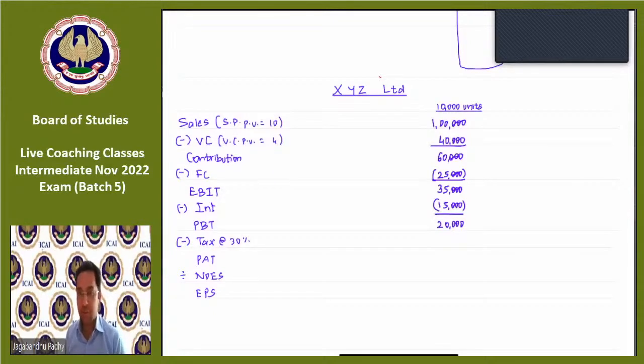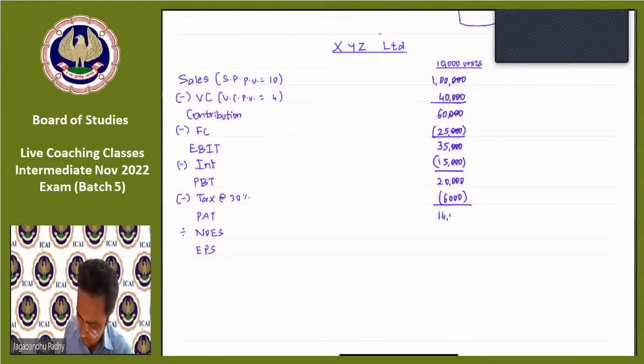So if we take a tax rate of 30%, that translates to 6,000 as the tax. Profit after tax is 14,000. And then the number of equity shares is, let's say, 1,000. And we say EPS stands as 14 rupees. Right? This is the typical income statement that we have for 10,000 units.